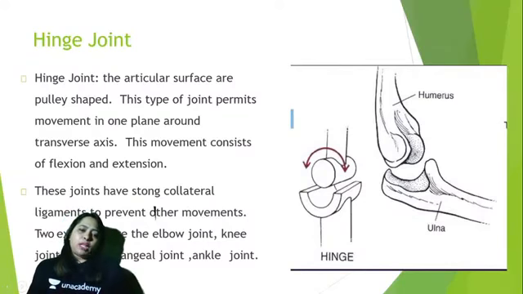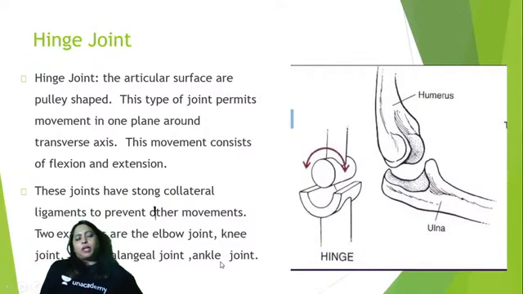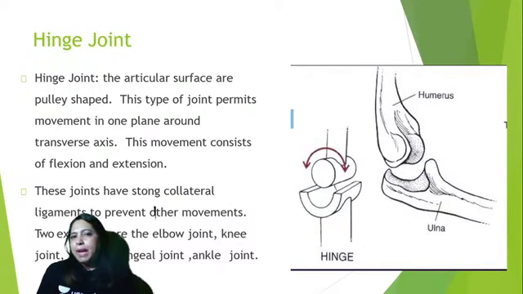Now, two examples you can give. One is of the elbow joint. The other one is knee joint. I told you knee joint can be considered here in the hinge joint as well as the bicondylar type of joint. And ankle joint also comes under the hinge type of joint. So what is the movement that you can do in the ankle joint? You can do two types of movement. That is dorsiflexion and plantar flexion.